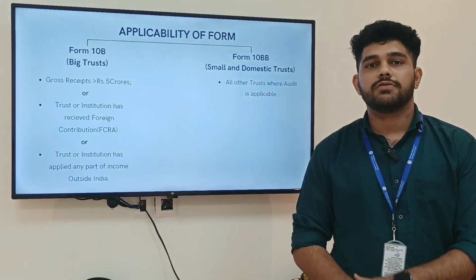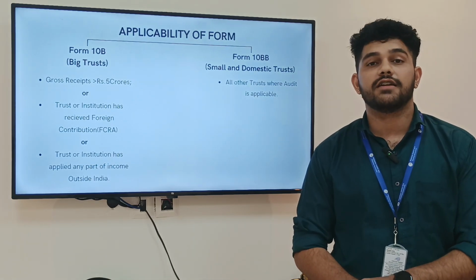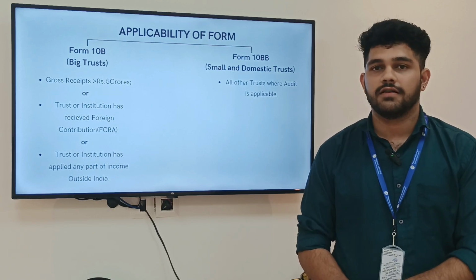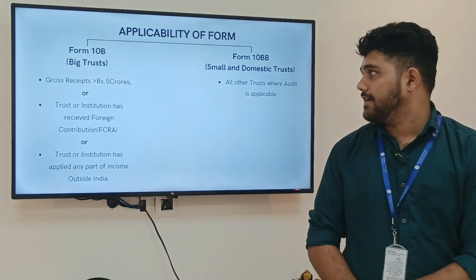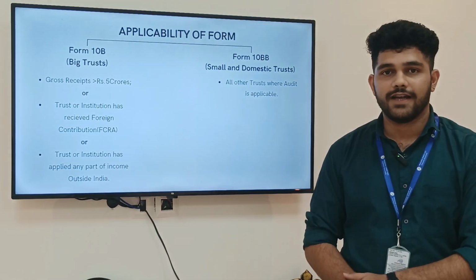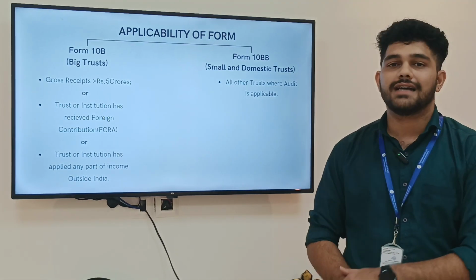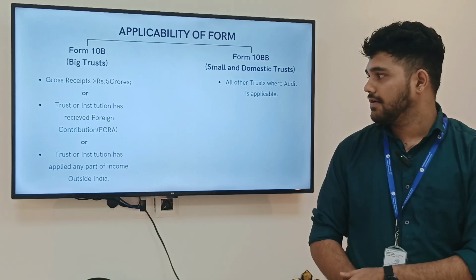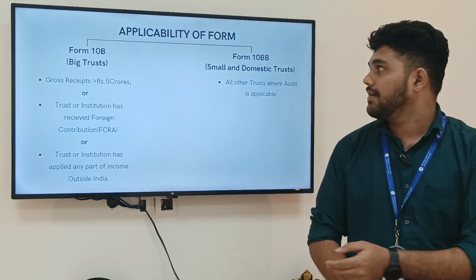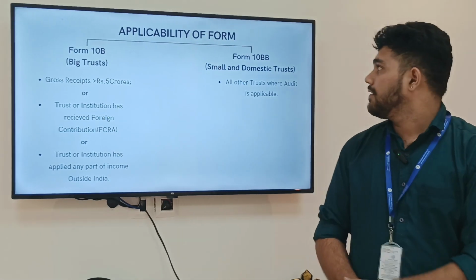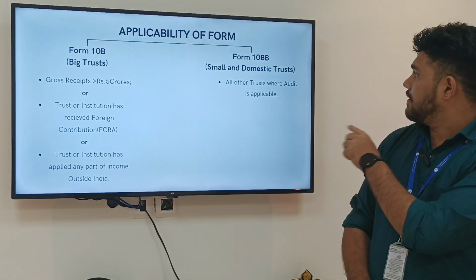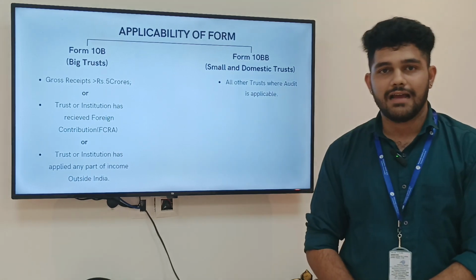Applicability of the forms. Trust audit will be applicable if their gross receipt or donation exceeds rupees 2,50,000. Form 10B applicability is basically for a big trust. If their gross receipt exceeds rupees 5 crore, or the trust or institution has received any foreign contribution, or has applied any part of income outside India, then Form 10B is applicable. Form 10BB is for other than big trusts, so all other trusts where audit is applicable.